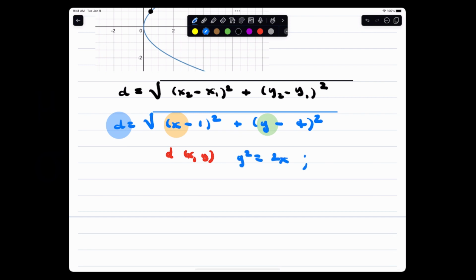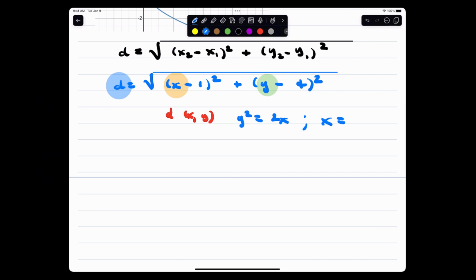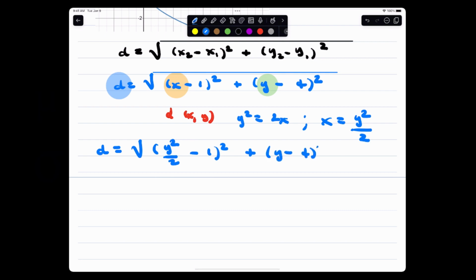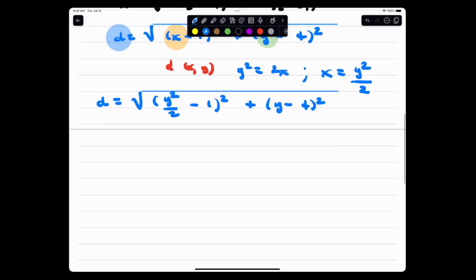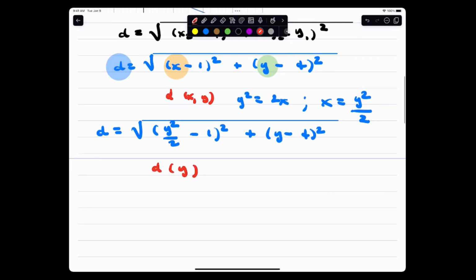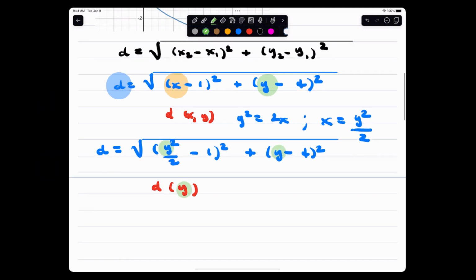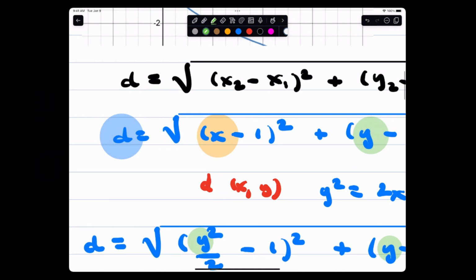Since y squared is 2x, I can actually solve for x easily, where x will be y squared over 2. So what that now does for this distance formula is I can now say, this is the square root of y squared over 2 minus 1 squared plus y minus 4 squared. So now my distance formula here is in terms of the single variable y. So this is calculus of only one variable. Up here, you'd have two variables for the distance formula. You need an x and y coordinate.